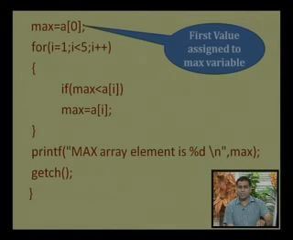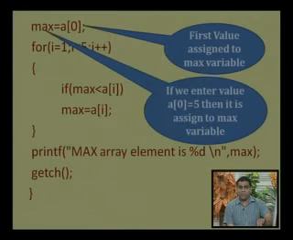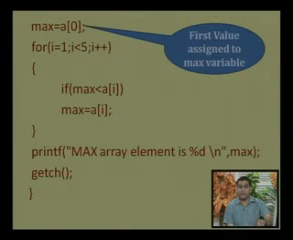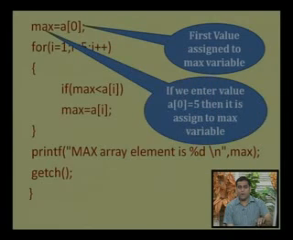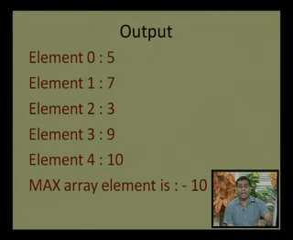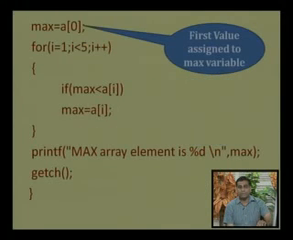Now i becomes 2. If max is less than a of 2, what is the value of a of 2? 3. What is the value of max? 7. So is 7 less than 3? No. So what happens? The loop goes outside and i will be incremented by 1. Now i becomes 3. It will check again: 7 less than a of 3. What is the value of a of 3? 9. So 7 less than 9.